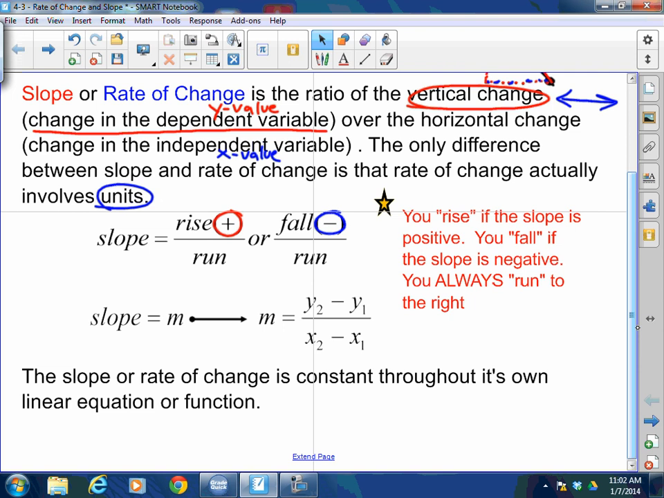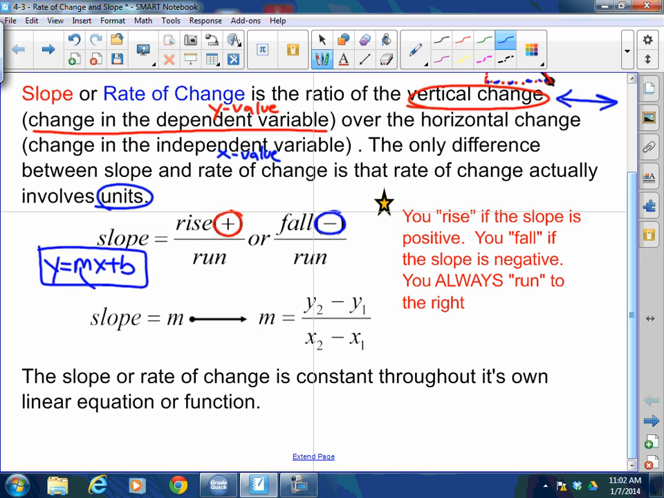As far as a formula goes, my friends, the slope is represented by m in the slope-intercept formula. Y equals mx plus b. Remember, we've talked about this bad boy already. This m is the slope. And you find the slope by using the formula y2 minus y1 over x2 minus x1, where x1, y1 and x2, y2 are two different ordered pairs.